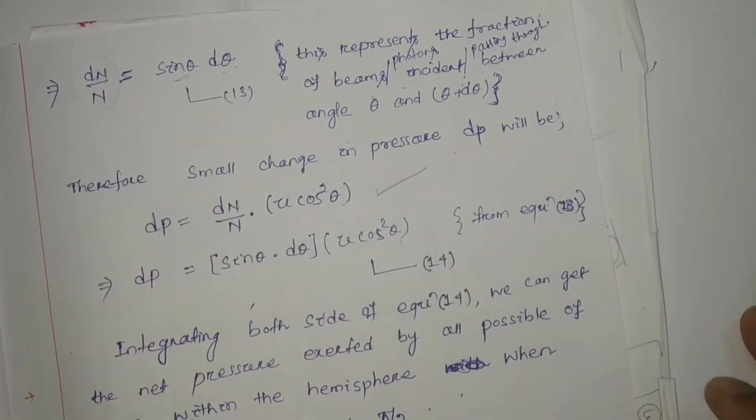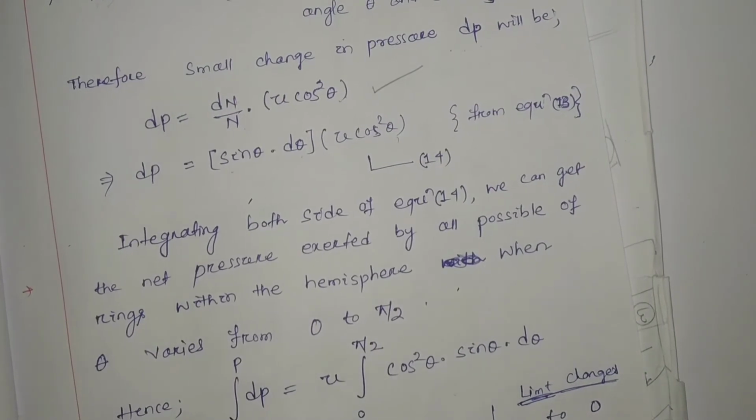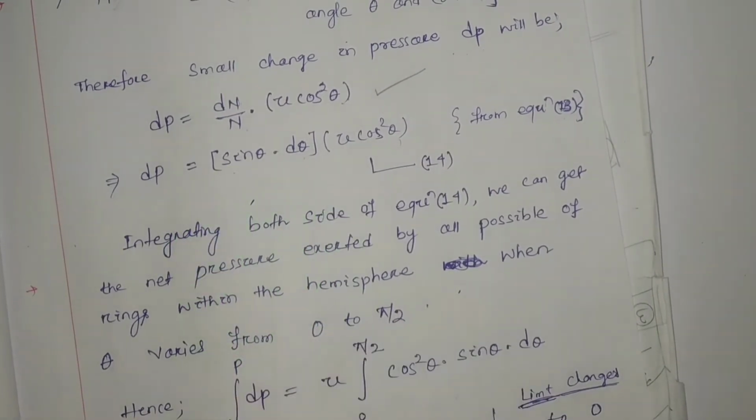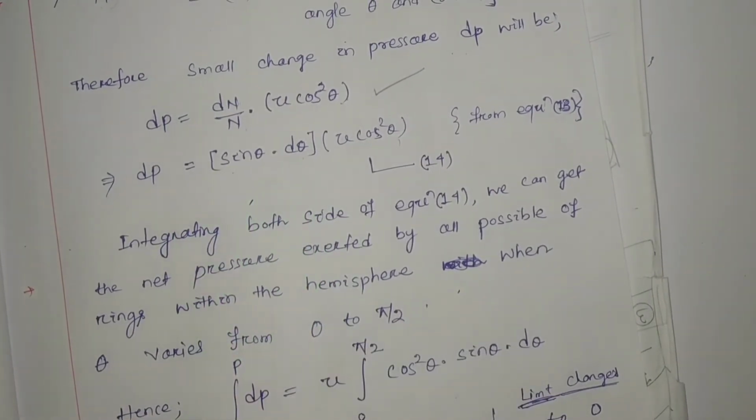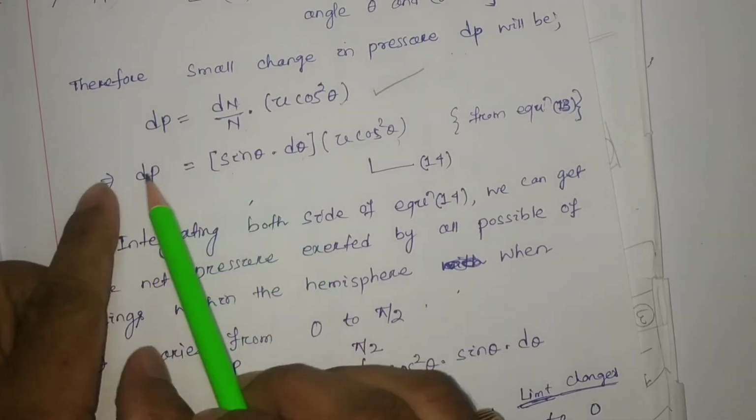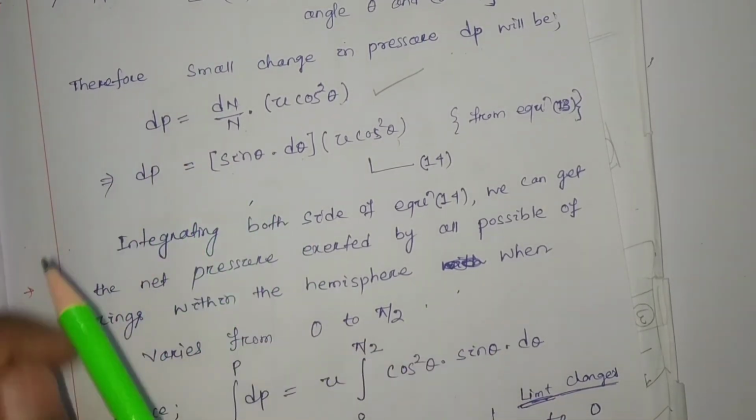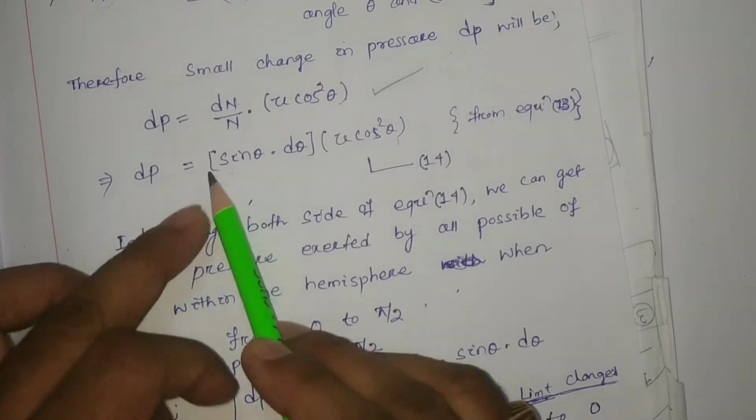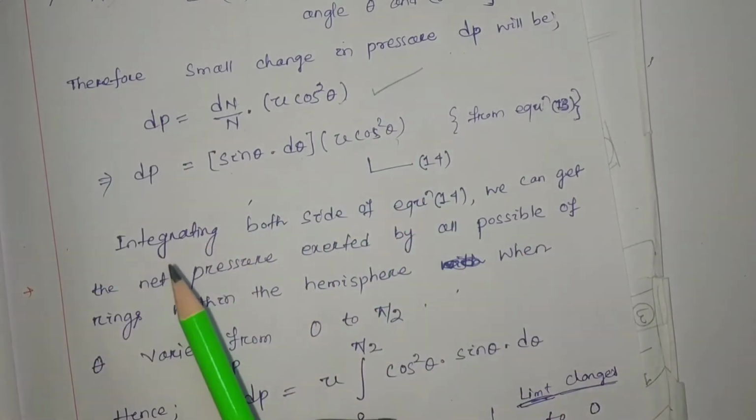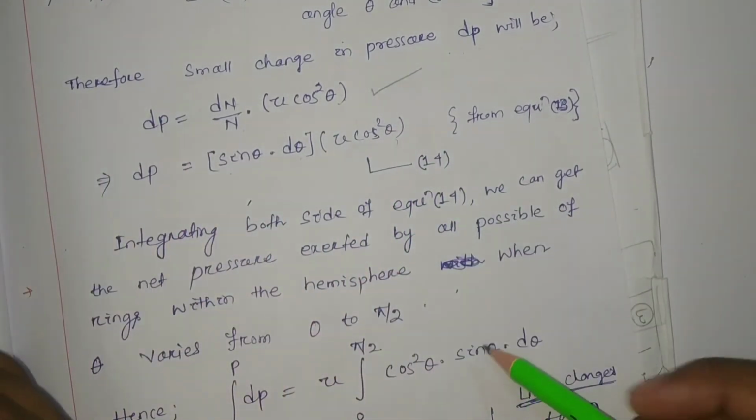Now we have to integrate both sides of equation number 14. What are we going to get? Simple thing: integrating this side, we get the total change of pressure, and integrating this side also, we get the corresponding value.